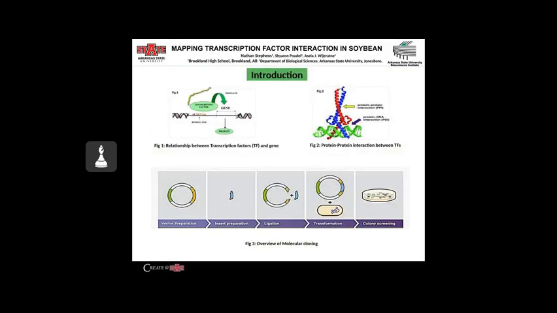In Figure 1, we can see that the transcription factor binds the binding site and helps the gene to regulate, eventually to produce a different protein. In Figure 2, you can see how two different proteins are interacting with each other to bind to the DNA to express that gene.